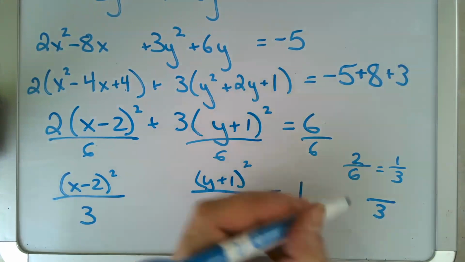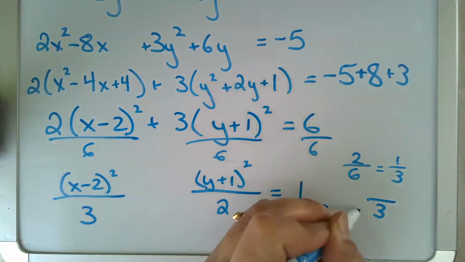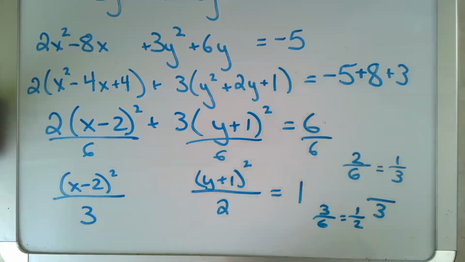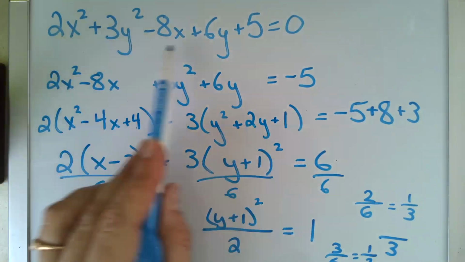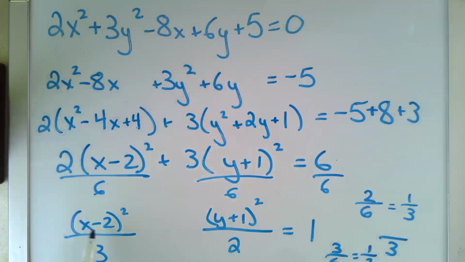And same thing over here. 3/6 is the same thing as 1/2, and multiplying by 1/2 is the same thing as dividing by 2. So that's how that simplification happened. And so you can see we went from our general equation of an ellipse to our standard equation of an ellipse.